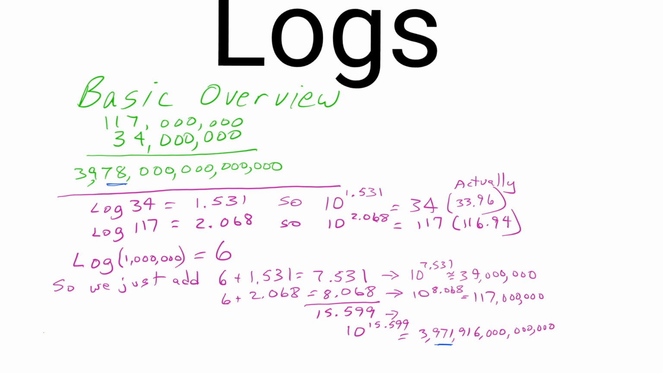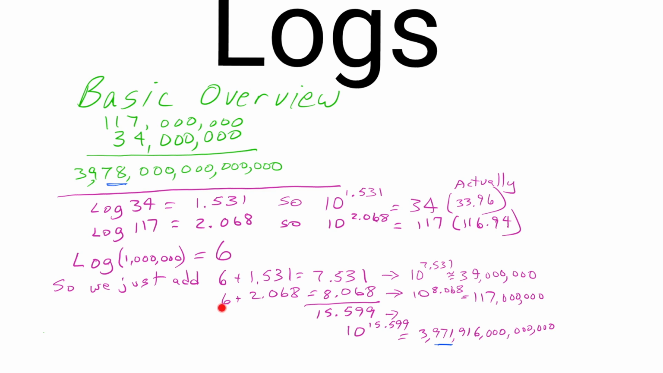So now we're going to combine that with the 1 million and make it 34 million and 117 million. But to do that, we break apart the 1 million. Well, 1 million is 10 to the 6th power. Or if we said log of 1 million, it is 6, meaning that 10 raised to the 6th power is a million. So the way logs work is we just had to add this. We added the 6 for the million to the 1.531, which was for 34. And that gave us 7.531. And what that meant was 10 raised to the 7.531 power equaled the 34 million approximately.